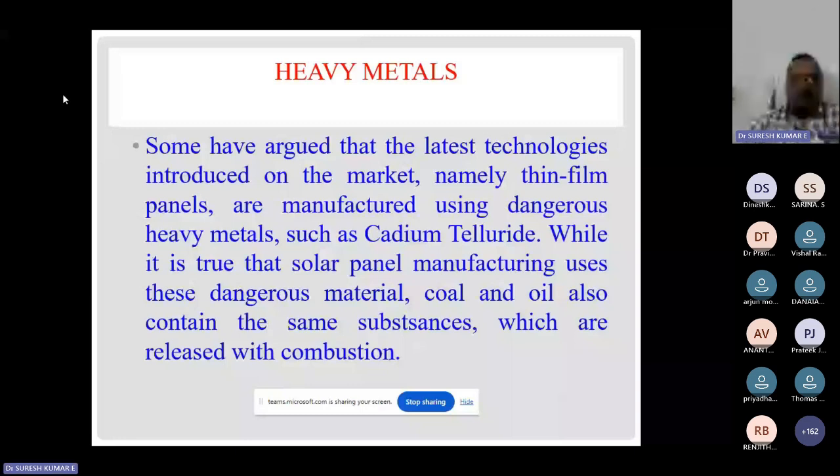Floating solar panels. Even KSCB has a floating solar panel at Idukki Power Reservoir. They are manufactured using dangerous heavy metals such as cadmium telluride. So while it is true that solar panel manufacturing uses these dangerous materials, coal and oil also contain the same substances, which are released with combustion, but comparatively less.